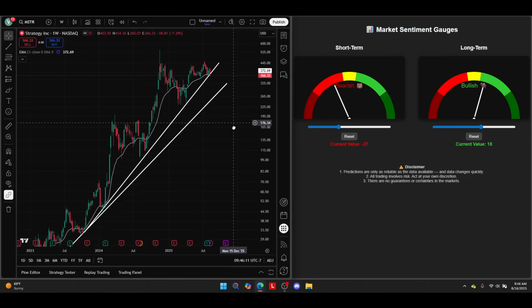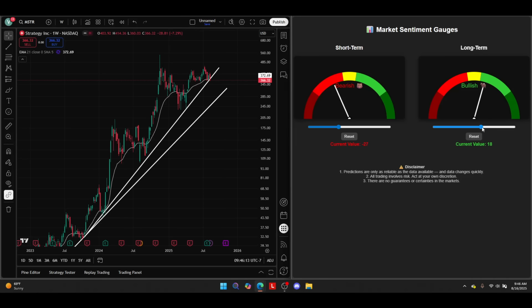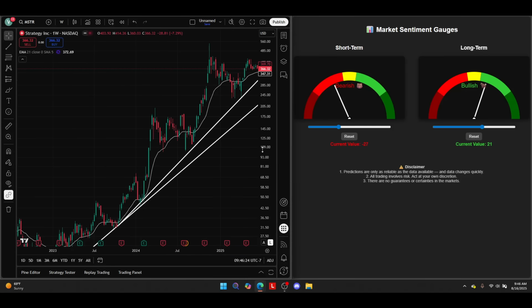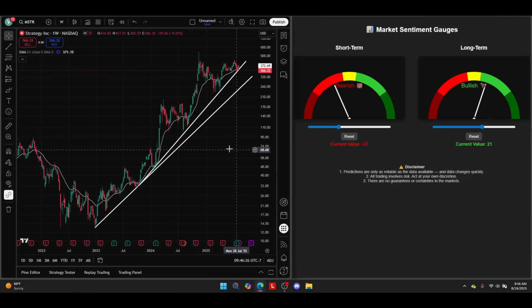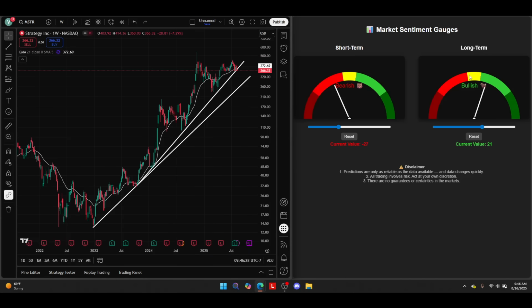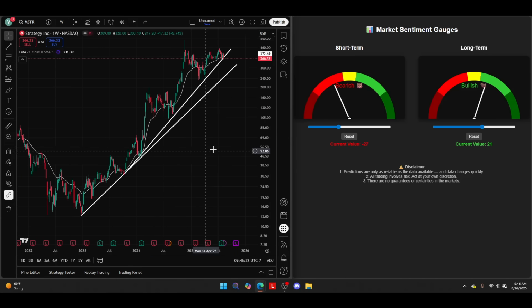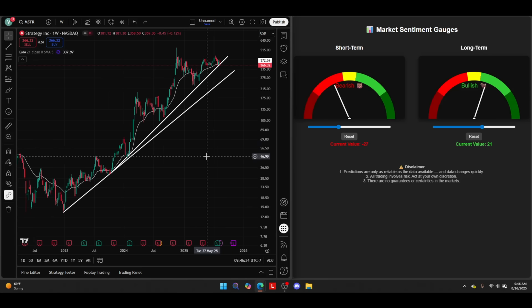If we see continued selling from here, then the long-term indicator starts shifting into bearish territory. So right now, I'd say it's slightly bullish, not as bullish as it once was, but it's still bullish because it takes a lot more data to change this long-term gauge. But the short term changes, daily and weekly. So let's see what happens for MSTR.